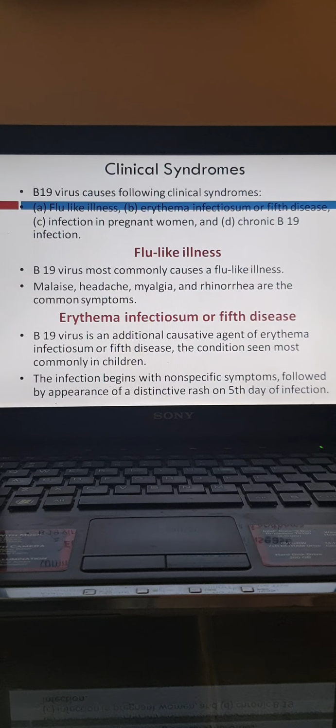So these are the 4 clinical syndromes you will see: flu-like illness, erythema infectiosum or fifth disease, infection in pregnant women, and chronic B19 infection. Flu-like illness, as I've already told you, is the first presenting manifestation, and malaise, headache, myalgia, and rhinorrhea are common symptoms. Then erythema infectiosum is the second stage manifestation.